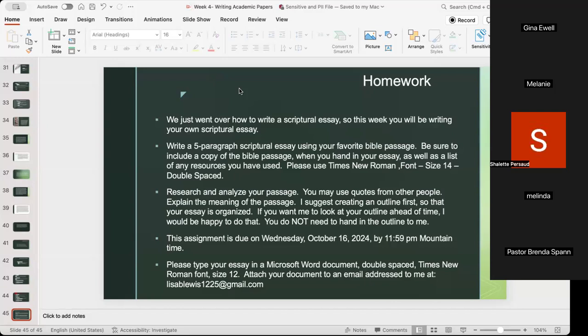It should be at least 5 paragraphs. Make sure you copy and paste the Bible passage so I don't have to search for it and find it when I'm reading all the essays. So copy and paste it and put it on a separate page, like at the end of your document. That would be super helpful for me. Make sure you have your resources.